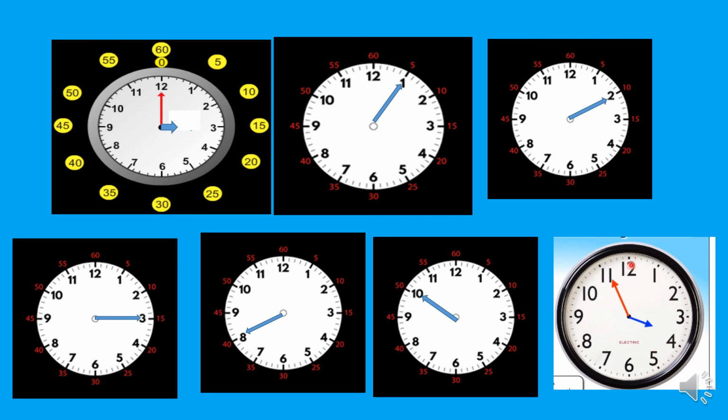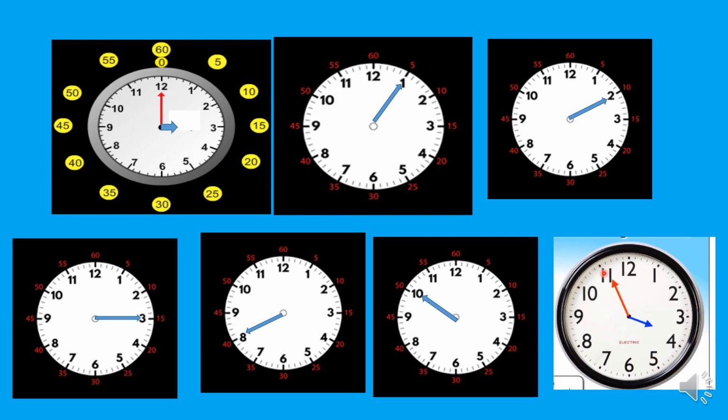Each mark stands for 5 minutes. So here it is 11, and 11 5s are 55. So you can say the time is 4:55. 11 5s are 55, yes or no? If you want to count, you can count 5, 10, 15, 20, 25, 30, 35, 40, 45, 50, 55. So now the time is 4:55. It's a very simple technique, children.